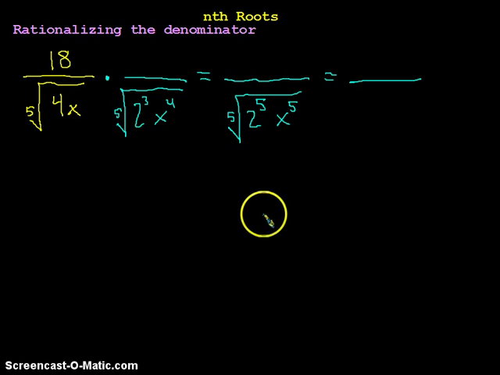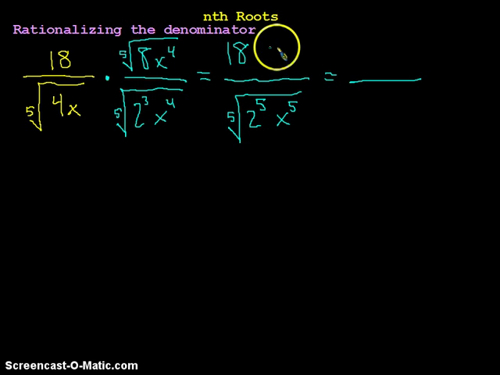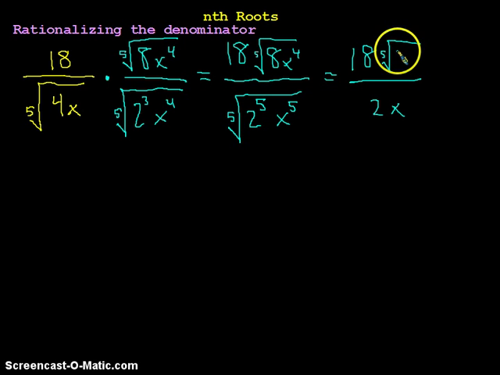Now, whatever I multiplied by on the bottom, I have to do on the top as well. So I'll make that times the fifth root of 8x to the fourth. And so on top we get 18 times the fifth root of 8x to the fourth, and on the bottom we'll get something nice and clean. This will actually be 2x, so yay. And then on top we still have 18 times the fifth root of 8x to the fourth.